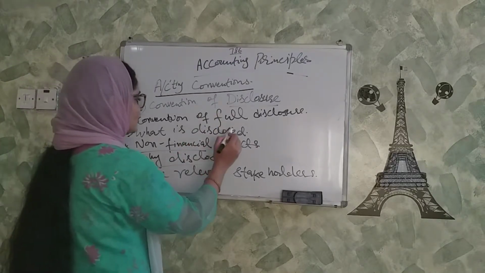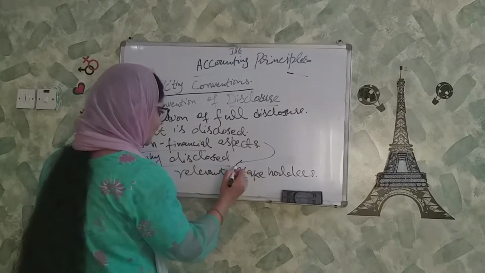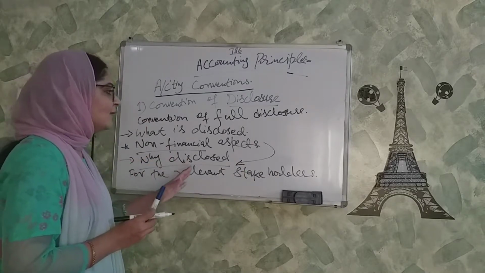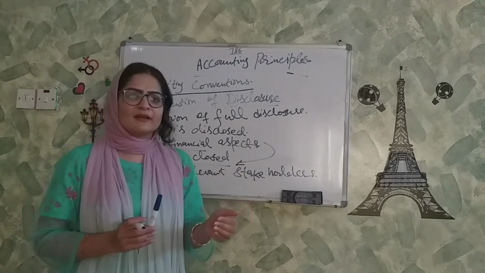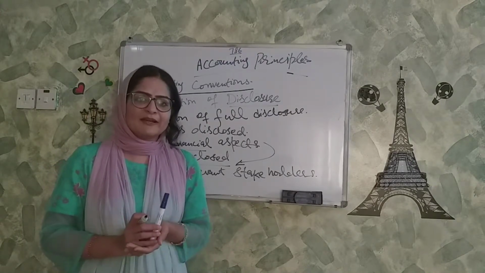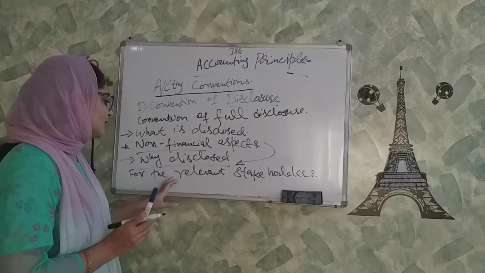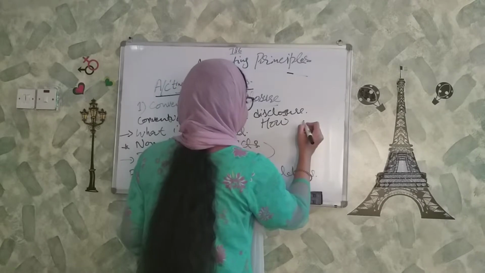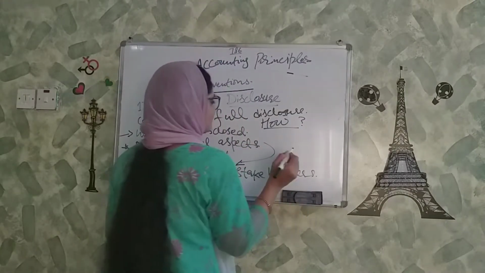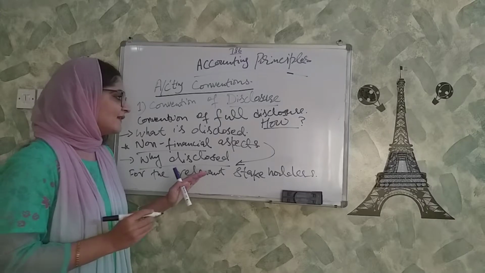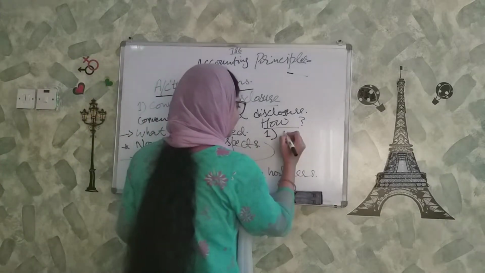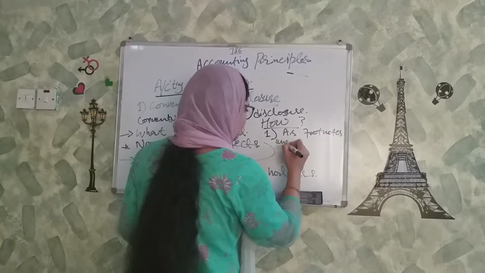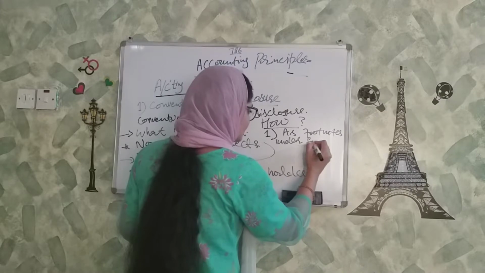So this information, the non-financial aspect of financial transactions, is disclosed most probably in the financial statements. For these stakeholders, how is it disclosed? This is disclosed basically in 2 ways. Number 1, as footnotes under financial statements.